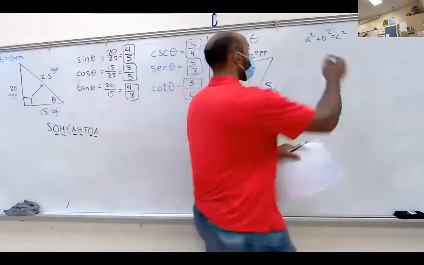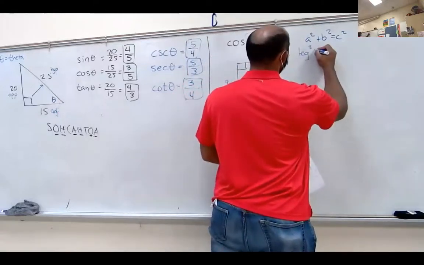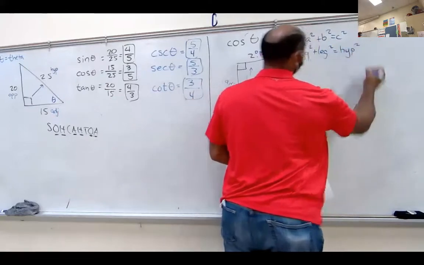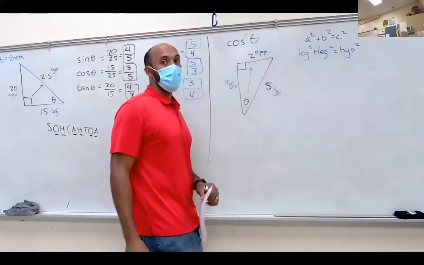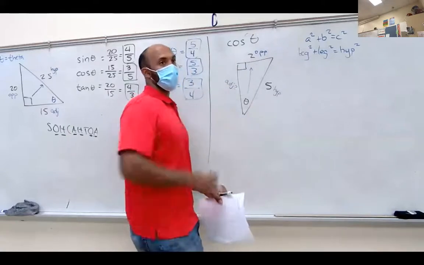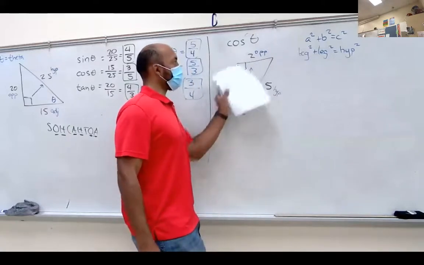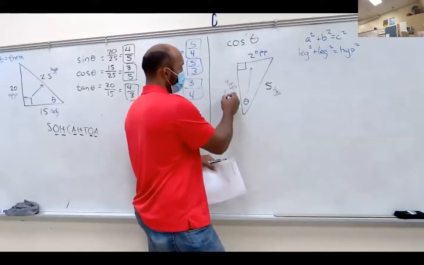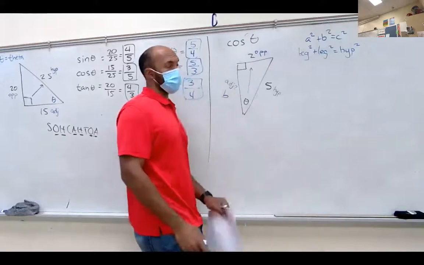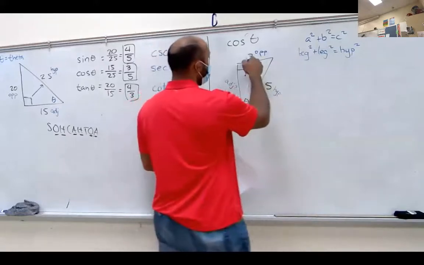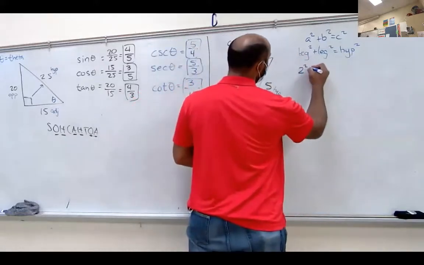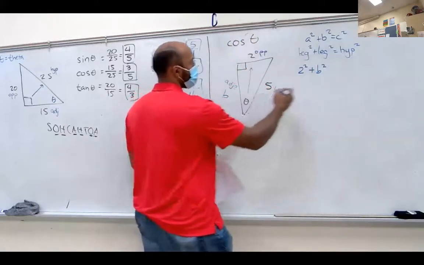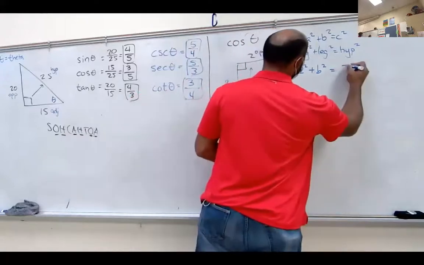Because remember, this is leg squared plus leg squared equals hypotenuse squared. Your C is always your hypotenuse. So the other two are your legs. It doesn't matter where they go. Okay, now let's say we call this one B, or it could be A. It can be either one. All right, so now 2 squared plus b squared, that side right there, equals the hypotenuse.